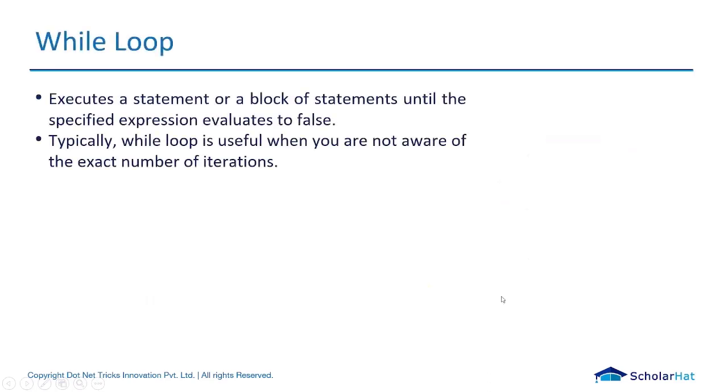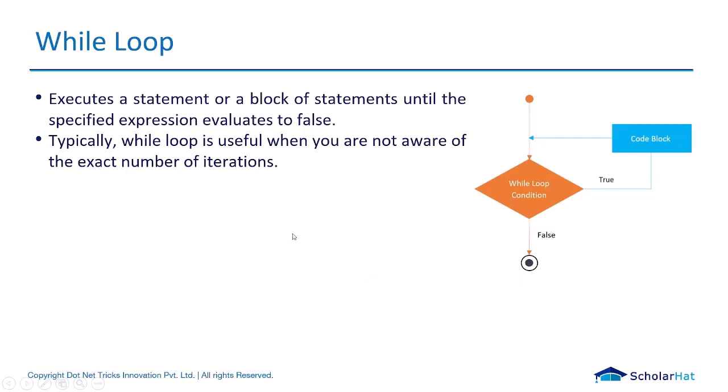So the first loop is going to be the while loop. A while loop executes a statement or block until the specified expression evaluates to false. Same thing we learned in the simple loop, right? Typically a while loop is useful when you are not aware of the exact number of iterations. As time passes, you will understand better. So we use a while loop when we don't know how many iterations we're going to have. Iterations means how many cycles we're going to have. So when we don't know how many iterations will happen, we use a while loop.